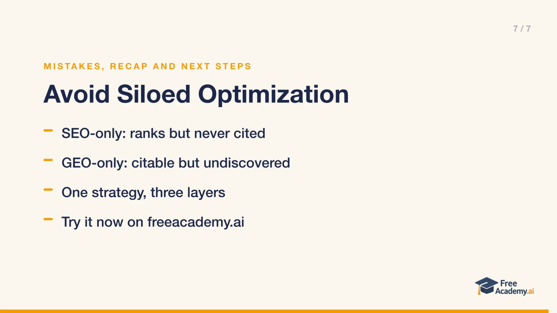Before we wrap up, avoid 4 common mistakes. Optimizing only for SEO, because content that ranks but has no citable facts won't get AI citations. Optimizing only for GEO, because citable content with poor SEO won't be discovered by RAG systems. Creating separate content strategies, which doubles the work without doubling results. And ignoring the technical foundation, because the best content fails if crawlers and AI systems can't access it.